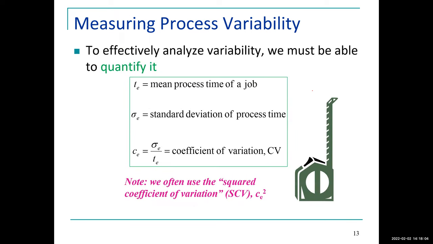So to effectively analyze variability, we must be able to quantify it. So we're going to start looking at these parameters to try to quantify the variability. I'm going to start writing this on the board so we can keep track of them. I would advise you to do the same thing, if you keep a piece of paper, because there's going to be a lot of them. Te is the mean process time of a job. Sigma e is the standard deviation of the process time.